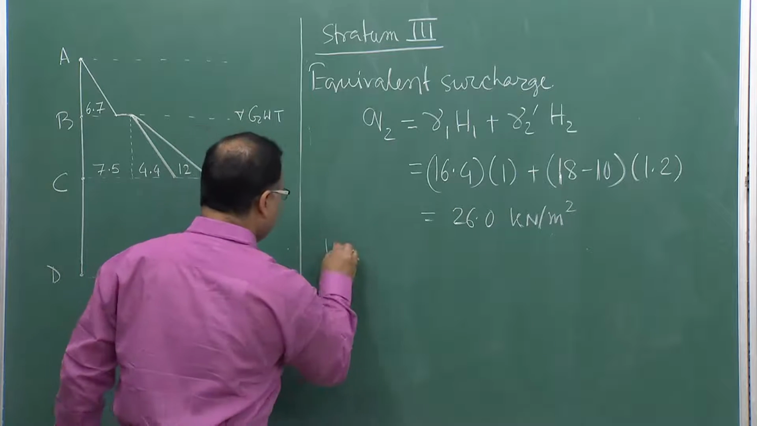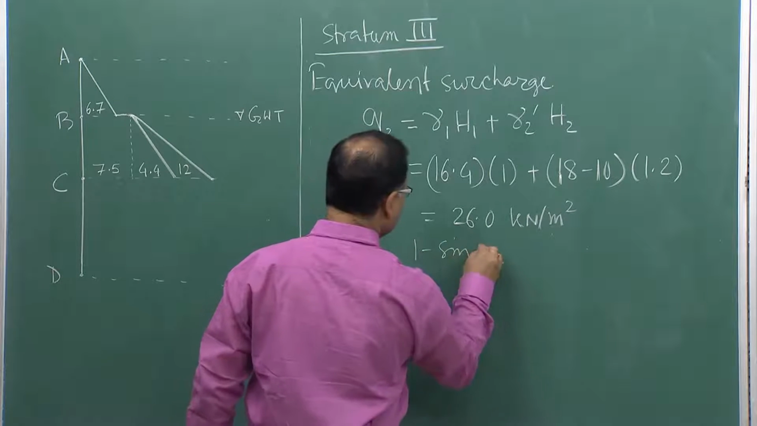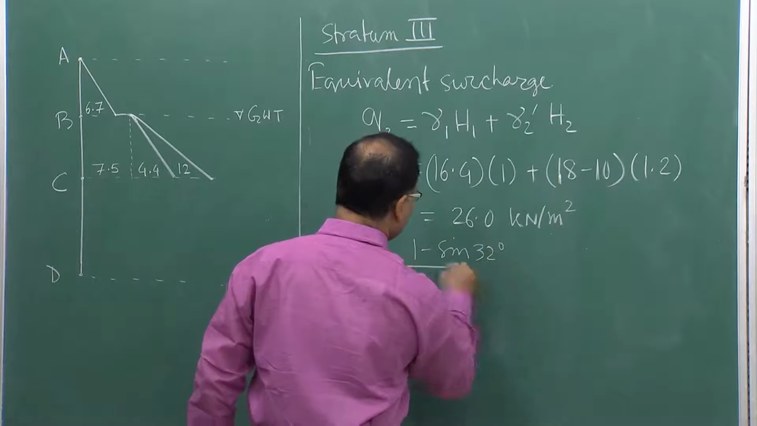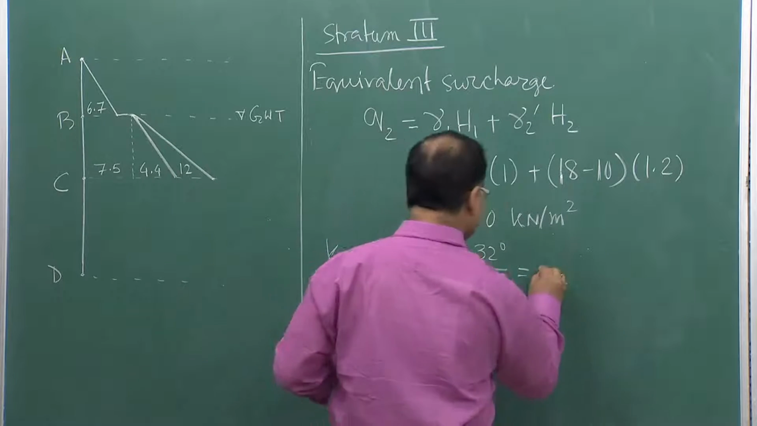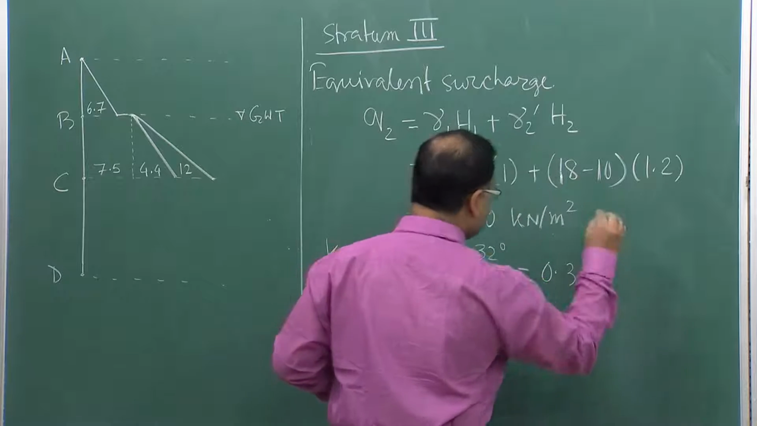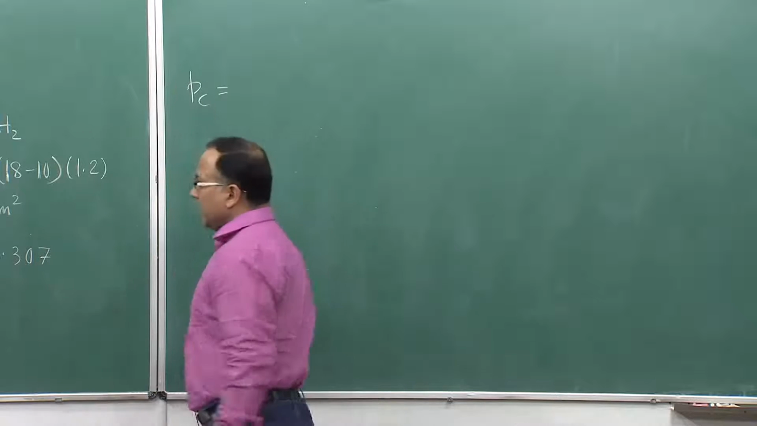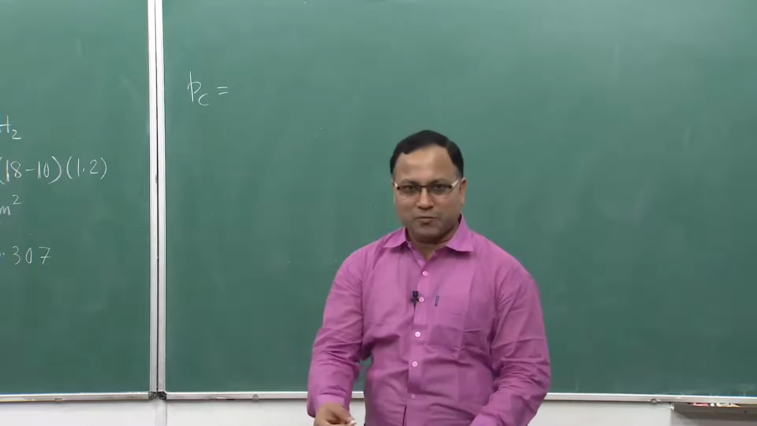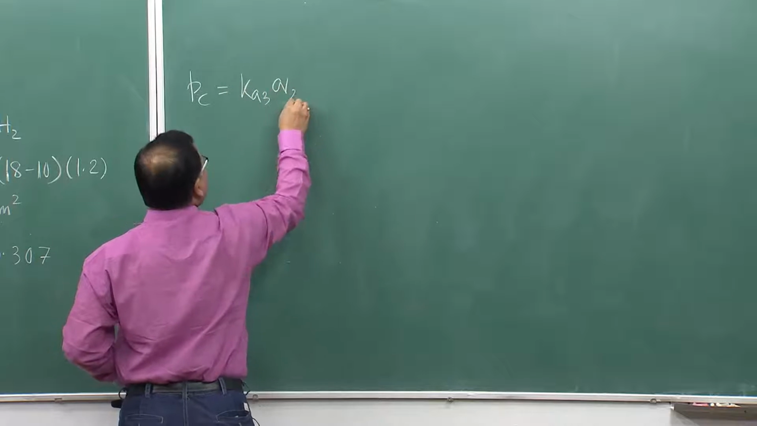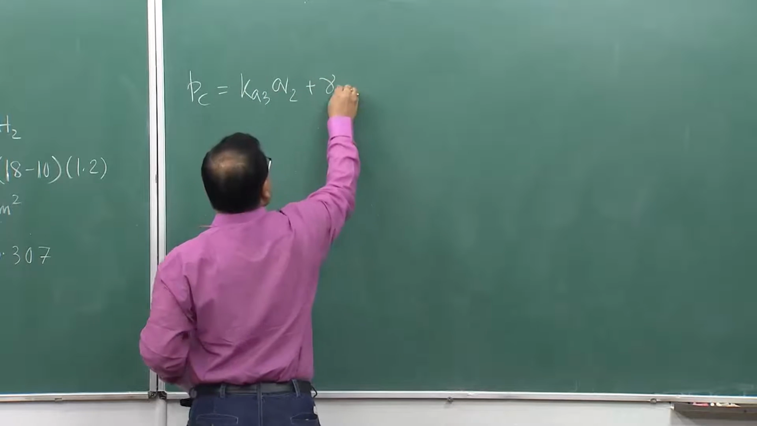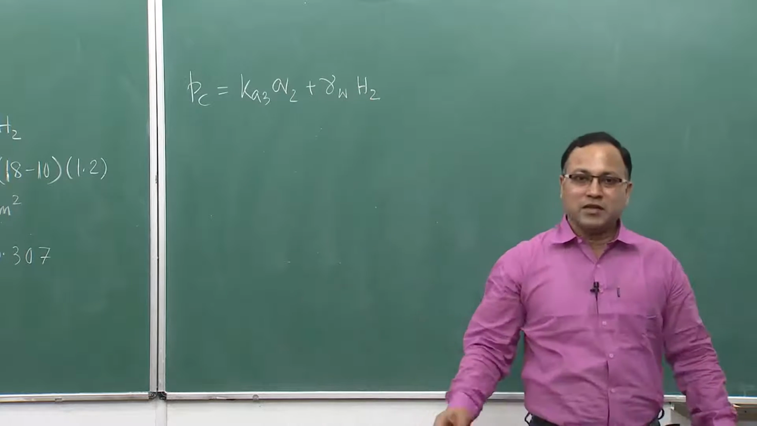Okay. Now, I can calculate other required components, Ka3, which is nothing but 1 minus sin 32 degree by 1 plus sin 32 degree, which comes as 0.307. So, therefore, Pc again you will be getting Pc. So, you will be getting the jump now. So, Pc will be equal to what? Ka3 Q2 plus gamma W H2, that will be coming due to the water, because now water is there.